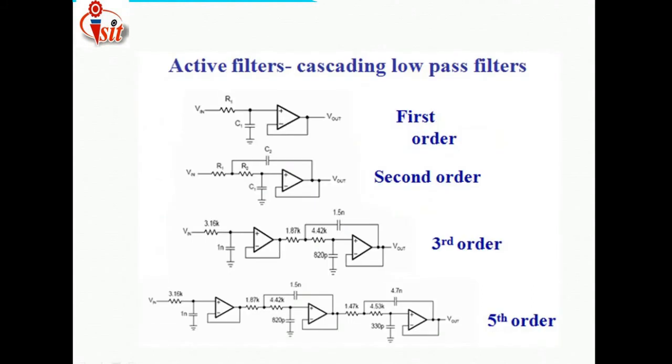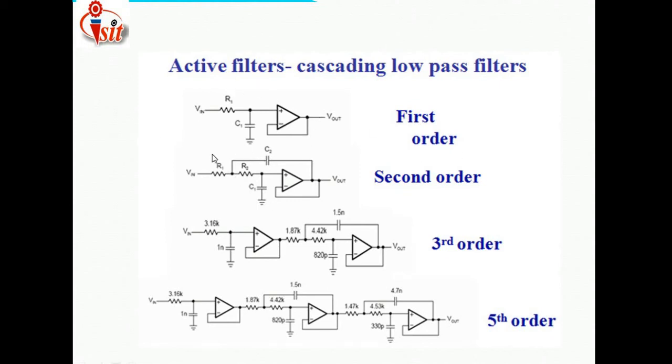Depending upon this, here I have shown the active filter of first order, second order, third order, and fifth order, and how we design them by cascading low pass filters. For the low pass filter, we know very well that whenever we connect the RC components, the R component is always in series and the C component is always in parallel. Just see over here, we are using only one RC component. For that purpose, the order of this filter is first order.